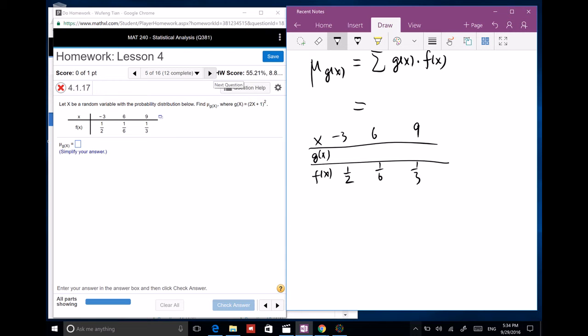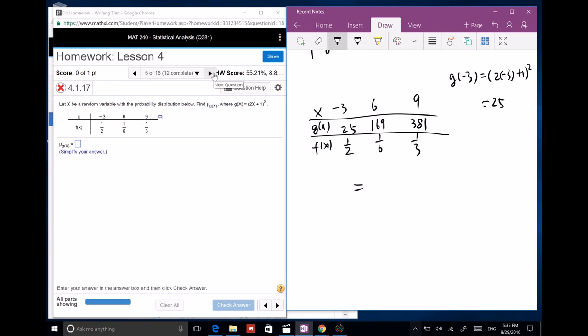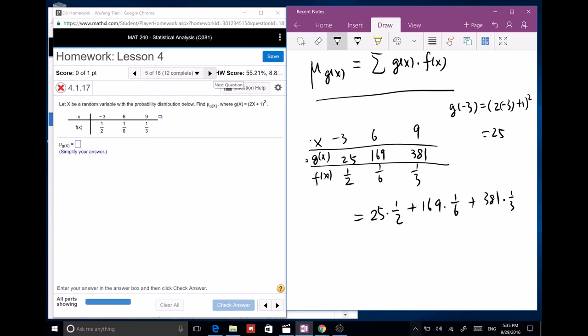And g of negative 3, plug into the function. So g of negative 3 equals (2 times negative 3 plus 1) squared, which is 25. The second one, you plug in 2 times 6, 12 plus 1, 13, squared is 169. And for 9, it's 19 squared, which is 361. Okay, so then what you need to do, you use the formula: 25 times 1/2 plus 169 times 1/6 plus 361 times 1/3. Instead of using x, use g(x) when you do the formula. So that's it. Find the g(x) first, then use the formula. The probability function is the same.